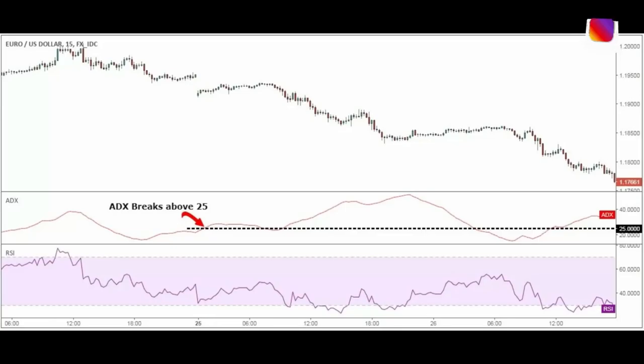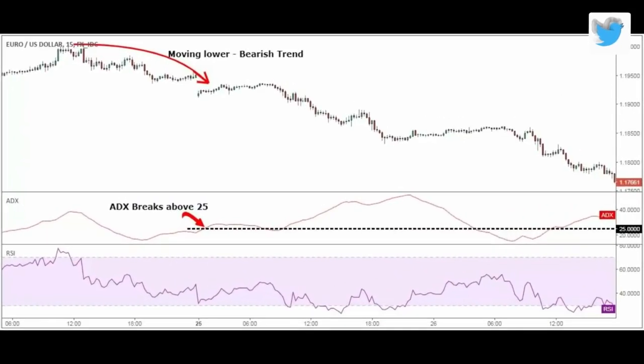In order to gauge the direction of the trend, we also need to look at the actual price action. This brings us to the next step of the best ADX strategy. Step number 2, use the last 50 candlesticks to determine the trend. For sell signals, look for prices to develop a bearish trend.